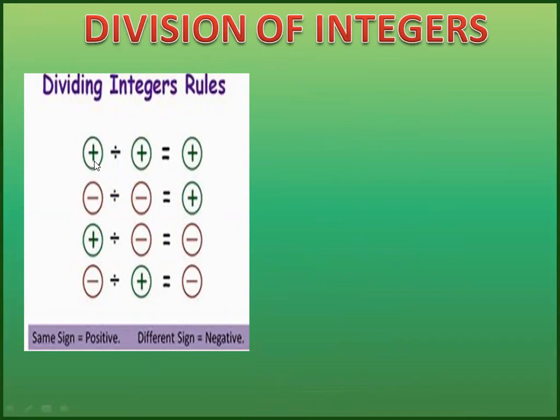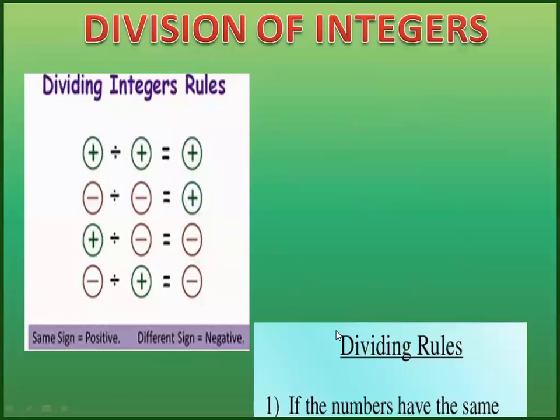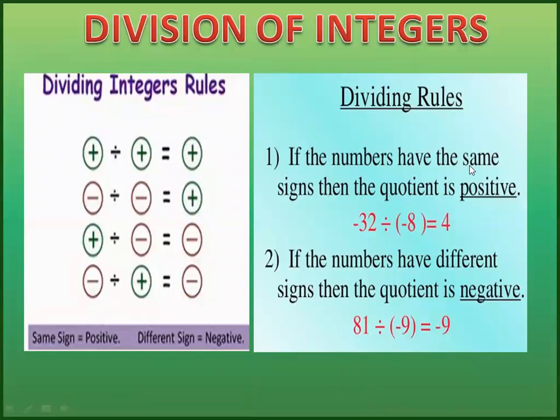When you divide a positive integer by a positive integer, you get positive. You have to divide and put the plus sign. When you divide a minus number by a minus number, you have to divide and put the plus sign. When you divide a positive and a negative integer, divide and put the minus sign. So here, same sign, positive sign. Different sign, negative sign.